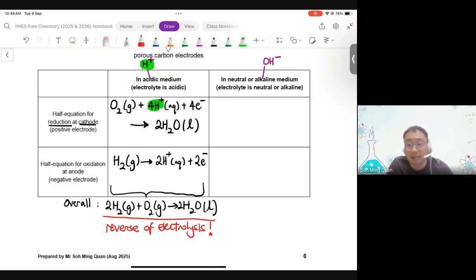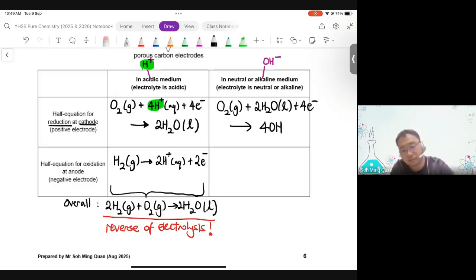Okay, so that's for acidic medium. Acidic medium can have H plus, so your half equations look like this. Next, we have neutral or alkaline medium. Again, you will see a familiar friend. So watch. So if it's alkaline medium, the reduction of oxygen looks like this.